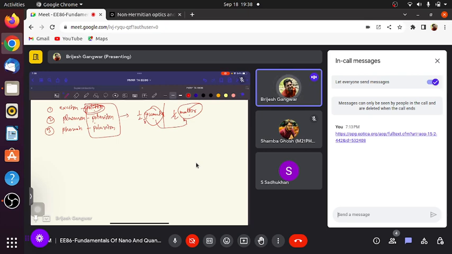So what do we need for polariton? One matter plus anything, either exciton or plasmon or phonon. If phonon couples strongly with matter, then you call it phonon polariton. If exciton couples with the matter, then you call it exciton polariton.